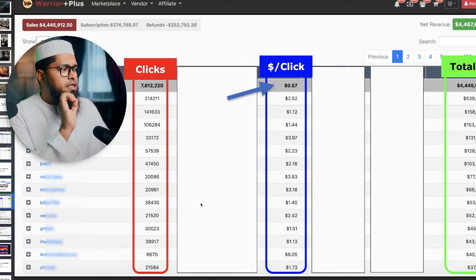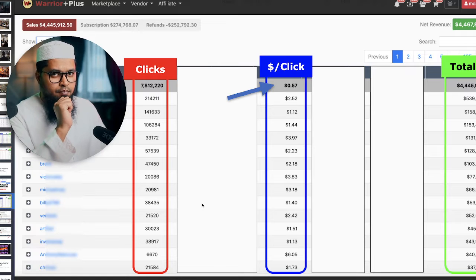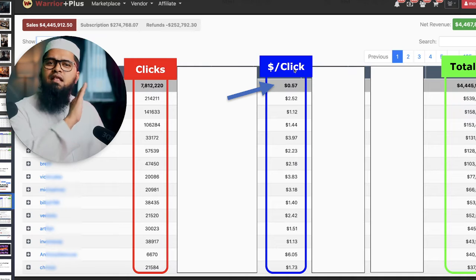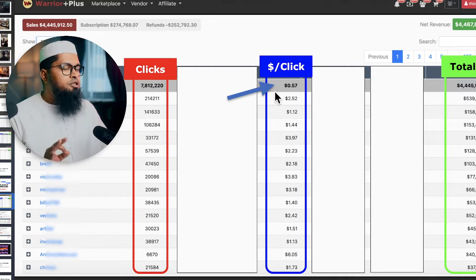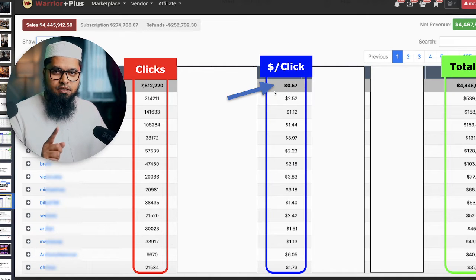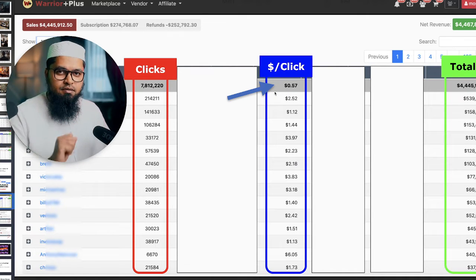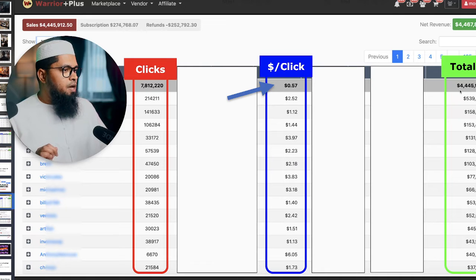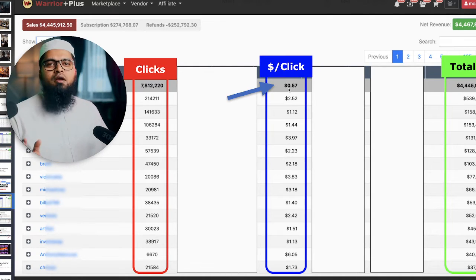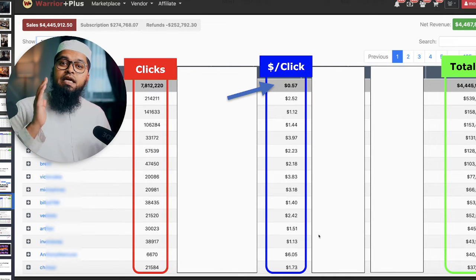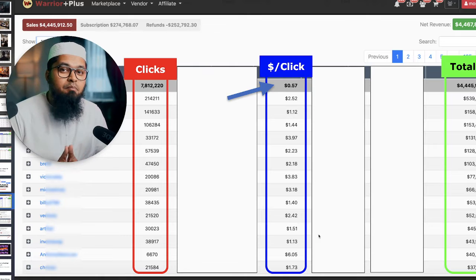So there is one more column, and that's called dollar per click. It is nothing new. It's just the average of how much money is being generated from one click. So total amount of money divided by the number of clicks is dollar per click. Now this column is very important to predict how much money I can make from promoting this product. I'll give you an example.